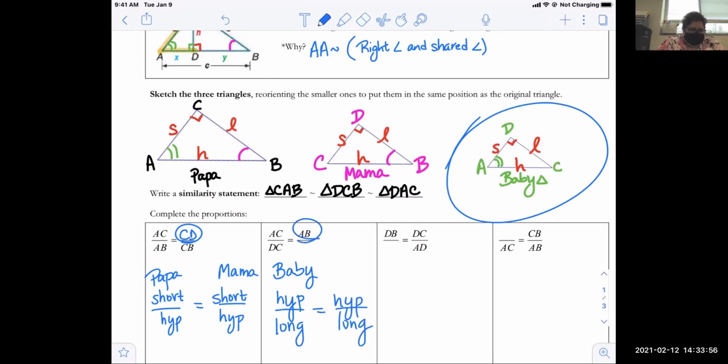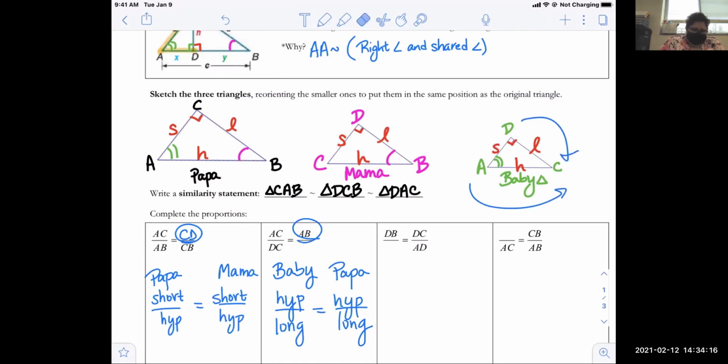Now, if they gave you AB, which triangle has AB as its hypotenuse? Kylie, which triangle has AB as its hypotenuse? That means we're comparing baby triangle and Papa Triangle. So baby triangle, we're going A to C and then D to C. So in Papa Triangle, we should be going AB to what? Sally, what should be on the top? I'm sorry, on the bottom. CB.